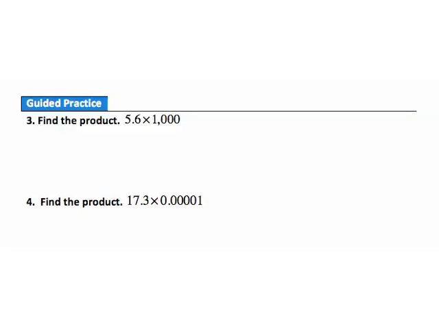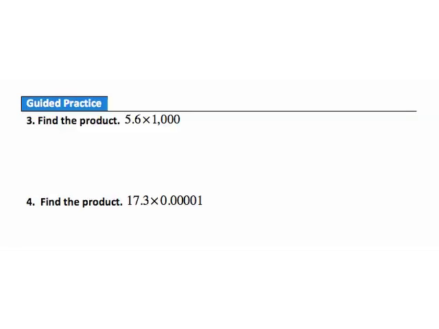Now it's time to check your understanding of multiplying decimal numbers by powers of 10. Hit pause on your video player and answer these guided practice questions. When you're done, hit play to see how you did. Question 3. Find the product of these two numbers.